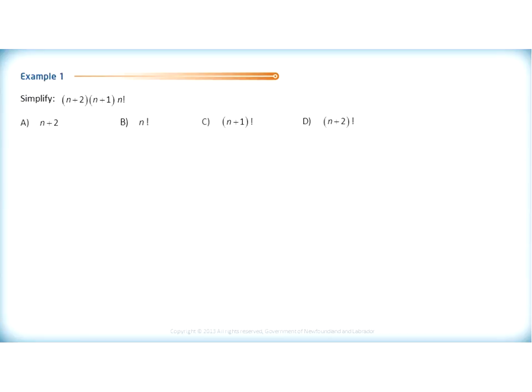Let's look at several examples. Here we are asked to simplify n plus 2 multiplied by n plus 1 multiplied by n factorial. Notice that these factors are decreasing by 1. So you go from n plus 2, subtract 1, you get n plus 1. Subtract 1 and you get n. So that can be simplified as n plus 2 factorial. So the correct answer for this multiple choice item is D.